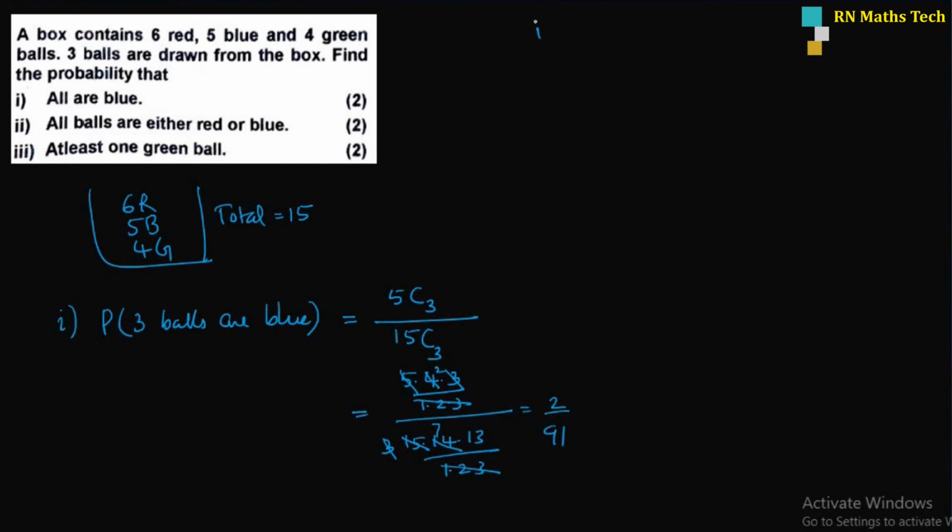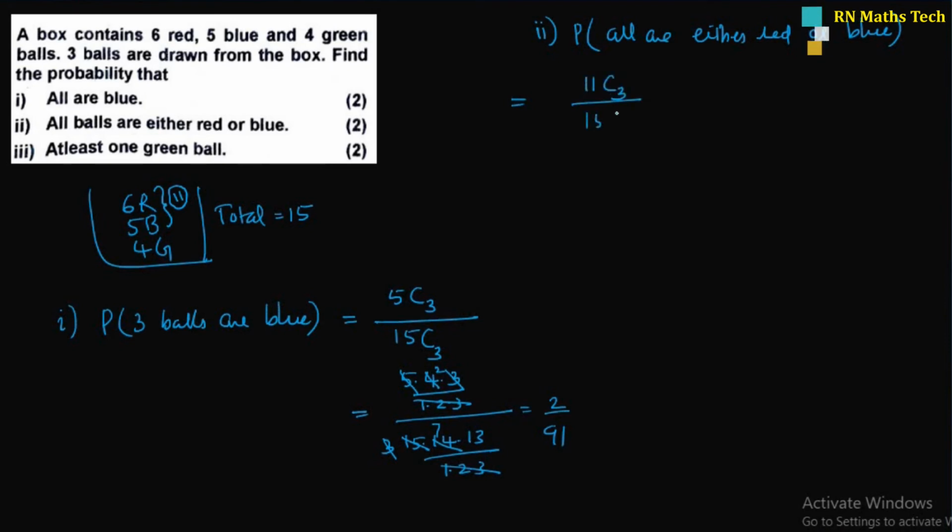Okay, now second part, all balls are either red or blue. Okay, probability of all are either red or blue is equal to, okay, അപ്പോൾ റെഡോ അല്ലെങ്കിൽ ബ്ലൂ ആയാൽ മതി. റെഡോ ബ്ലൂവോ എന്ന് പറയുന്നത് ഇവിടെ 11 ബോൾസ് ആണ്. അപ്പോൾ നമുക്ക് ഫേവറബിൾ കേസ് ഈ 11ൻ്റെ അകത്ത് നിന്ന് 3 എടുത്താൽ മതി.